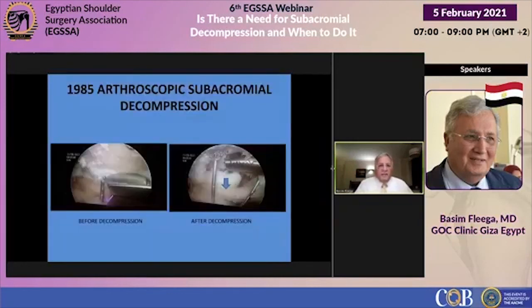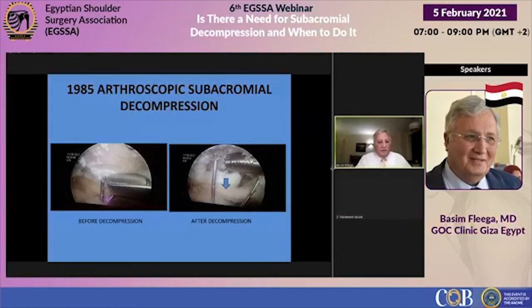In '85, Ellman presented arthroscopic subacromial decompression, removing a wedge of bone from the anterior acromion arthroscopically in order to widen the subacromial space.